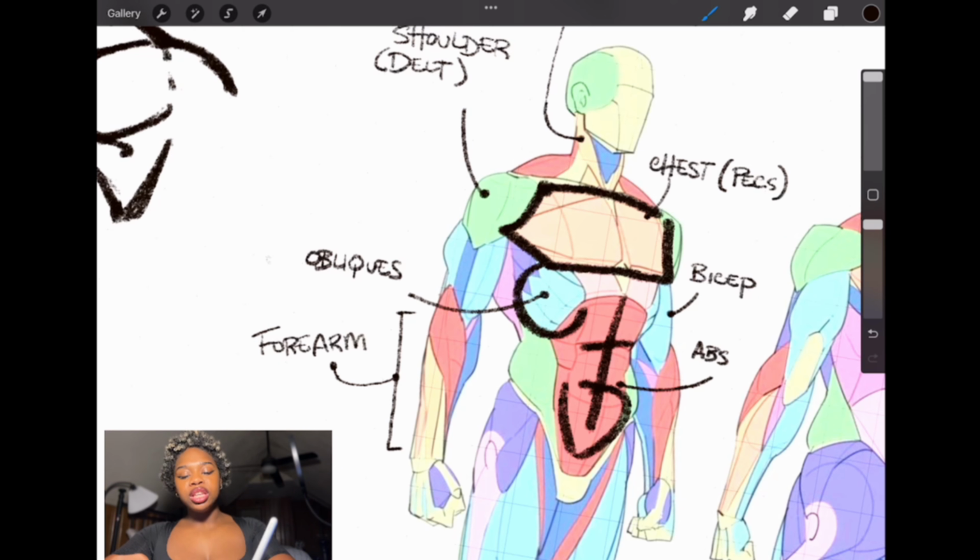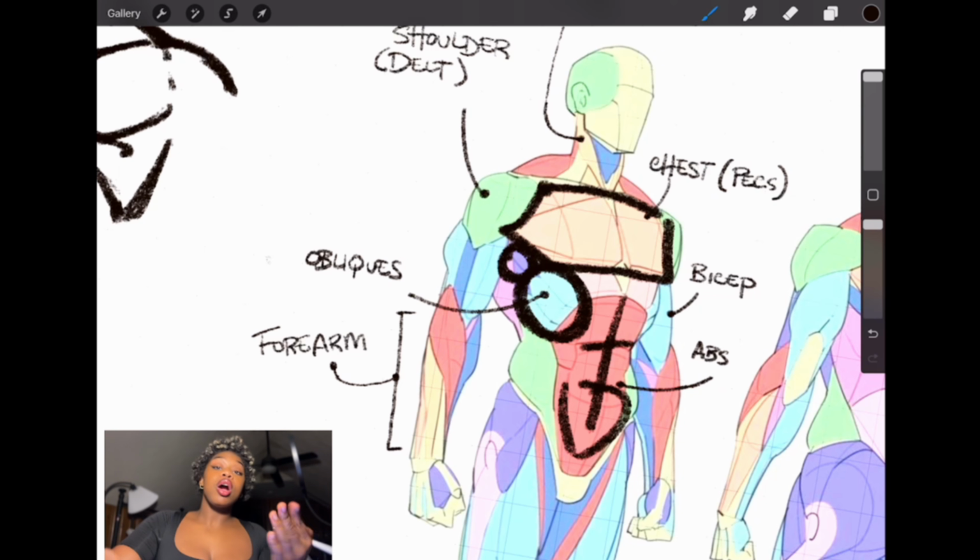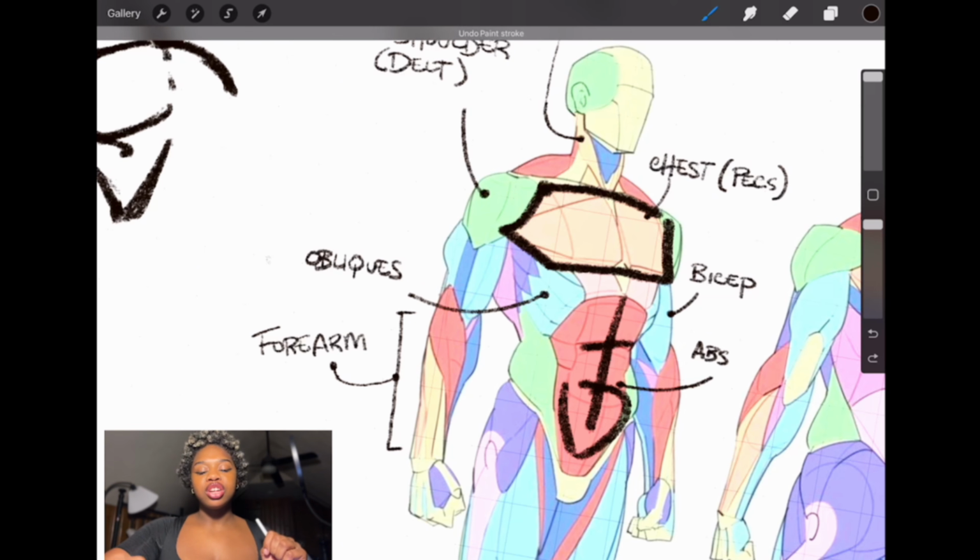Then you have the obliques, which are right here, and then there's another tiny set of muscles right here. Sometimes people group them together, but they are actually two separate muscles, so keep that in mind if you want to define it. A lot of artists don't, but it is an important distinction. The obliques are not the same as these muscles that I just circled on the side, so I just want to make sure that y'all catch that.